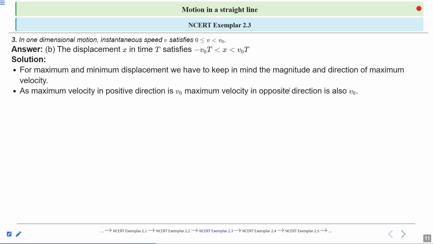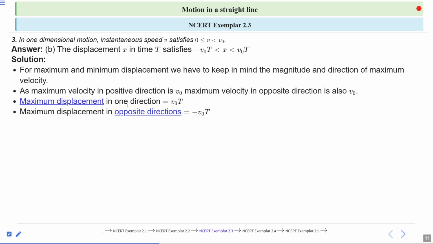v naught is maximum velocity. So maximum displacement in one direction is v naught t. Yes or no? Here the maximum velocity is v naught. So maximum displacement will be v naught t, velocity into time. And maximum displacement in opposite direction, that is minus v naught t. Here minus sign indicates the direction, opposite direction.